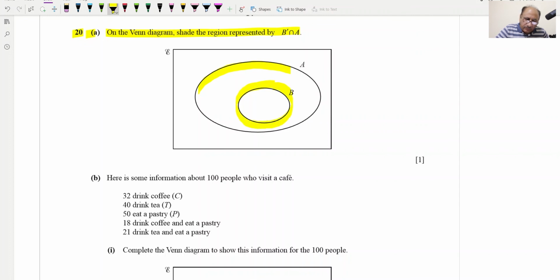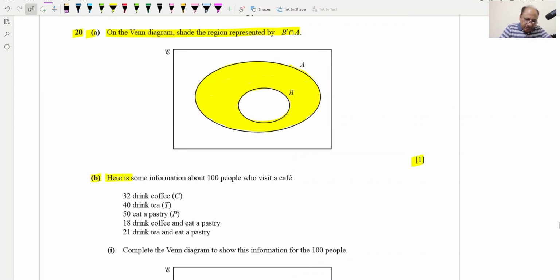This is basically the required shading portion which we have to complete. So hopefully you are understanding each and everything, and I'll be waiting for your comments also. And this is the shading part which we are done. Do you understand this? So this is a 1 mark part which we are done.